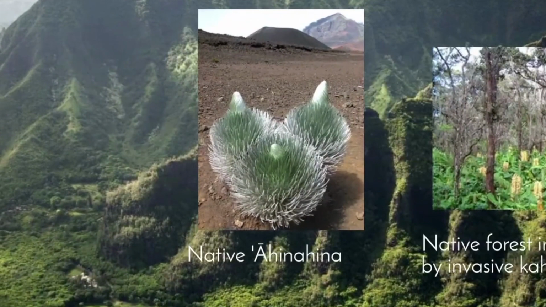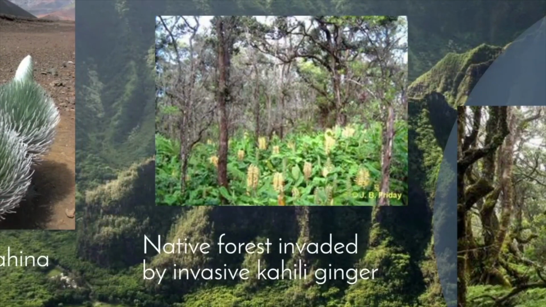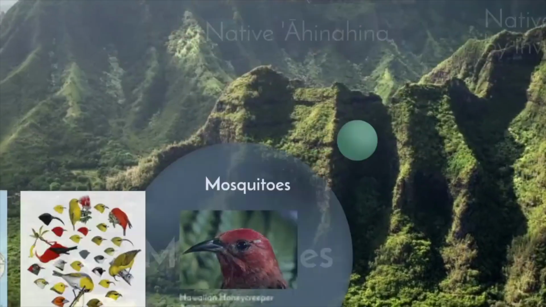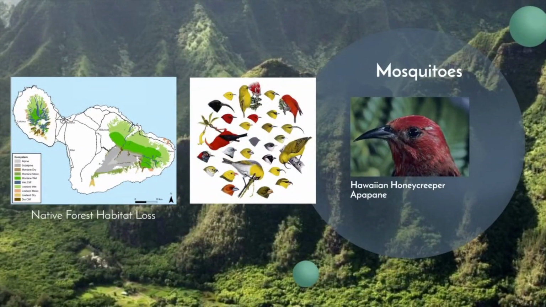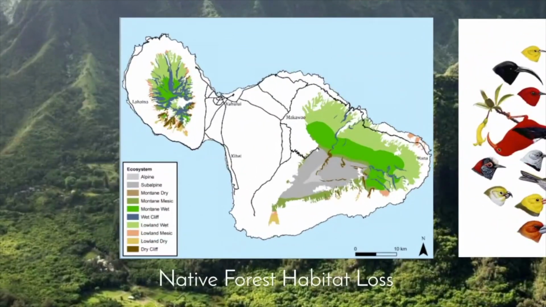For example, the population of native ahinahina, or silver sword, has already been impacted by drier high elevation conditions. It can also allow invasive plants and animals to expand their range and outcompete native species. One example of this is mosquitoes, which can transmit diseases to native birds. For Hawaii's native birds, one of the last refuges is in high elevation native forest habitats, too cool to host mosquitoes carrying avian malaria. But climate change has been driving up temperatures in Hawaii, allowing mosquitoes to move towards the summit.